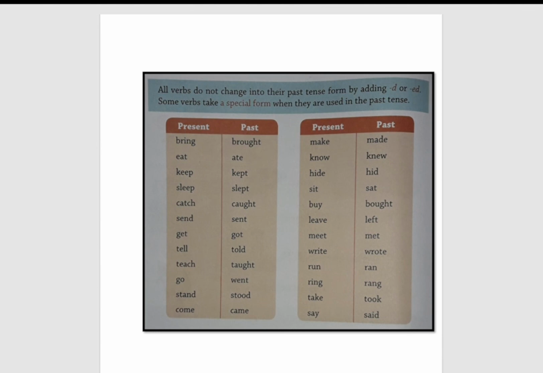Now, some verbs do not change into their past tense form by adding d or ed. They take a special form when they are used in the past tense. They do not follow a set rule to form the past tense. It means that they do not follow any of the above rules. So for example, sing becomes sang, give, gave, think, thought, and so on.